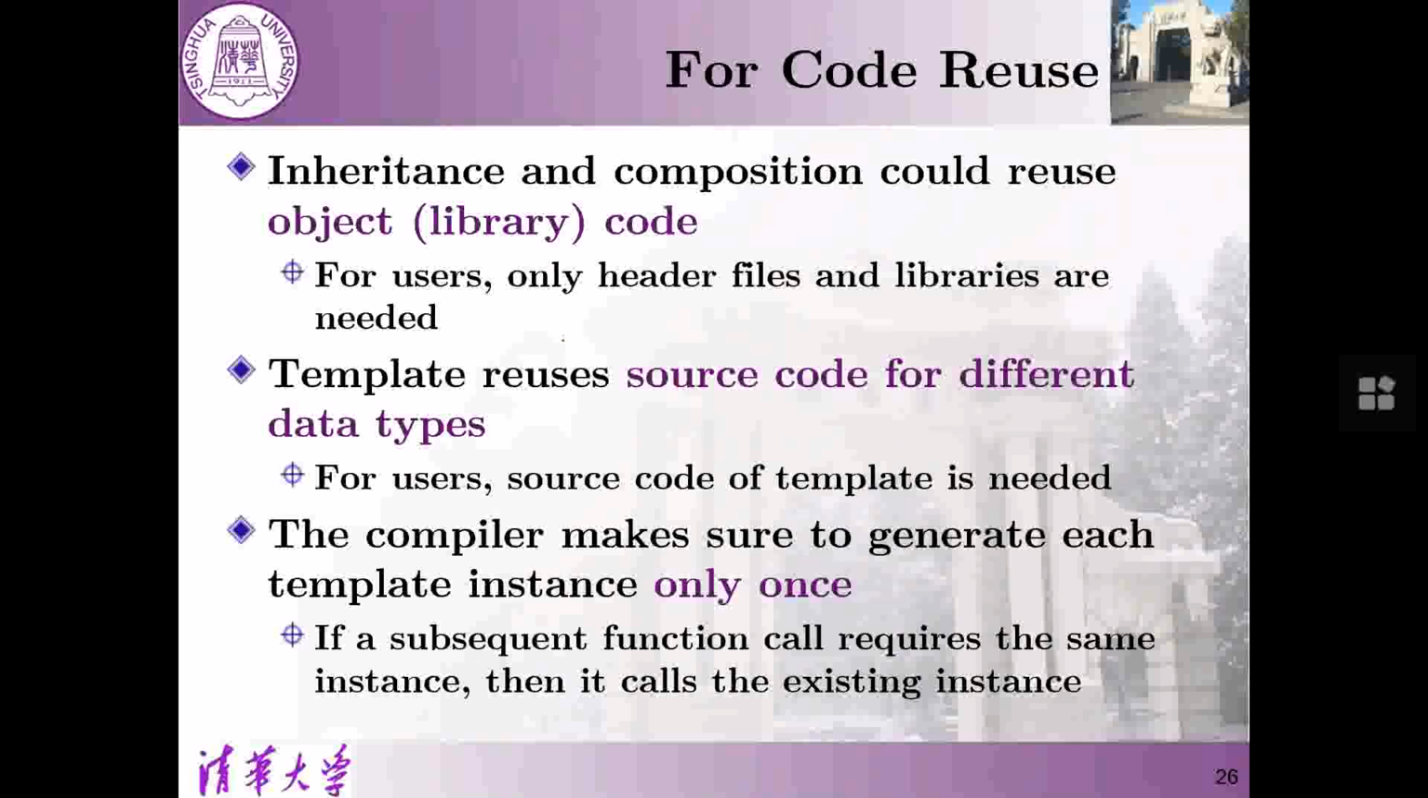Inheritance and composition could reuse object code. We have mentioned that, right? Only header files and libraries are needed. However, for template, we use source code for different data types. So for users, the source code of the template is needed. So in this way, we have nothing to protect. There's no way, right?